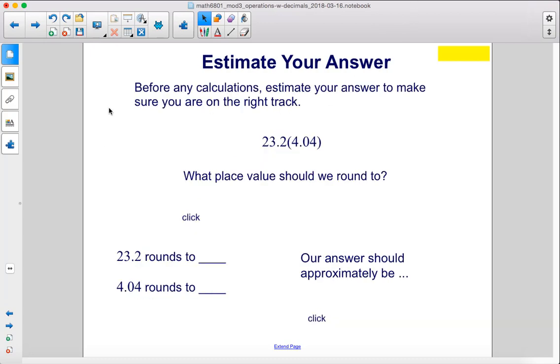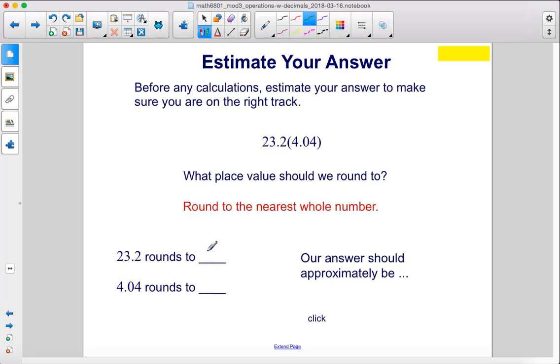Before any calculations, estimate your answer to make sure you're on the right track. 23.2 times 4.04. What place value should we round to? Let's round to the nearest whole number. So 23.2 rounds down to 23, and 4.04 rounds down to 4. Our answer should approximately be 23 times 4, which is 92.